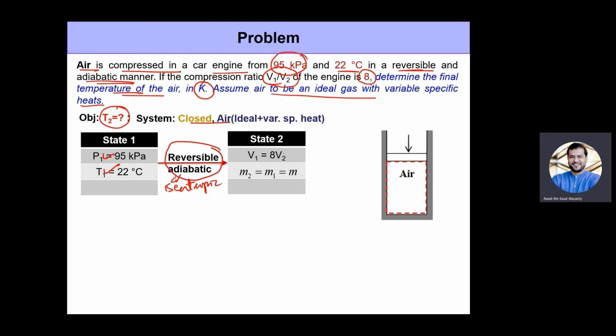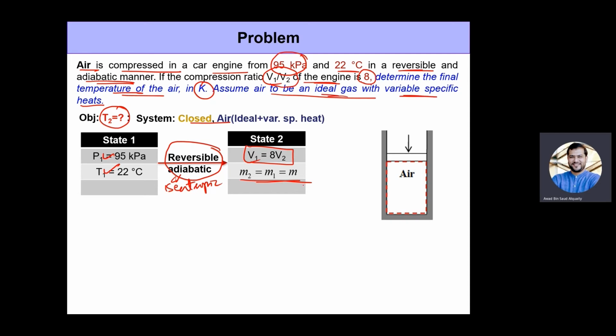And for state 2, the only thing we know is that the volume at state 1 is equal to 8 times the volume at state 2, right? This is something we know from here. And since it's a closed system, the mass at state 1 should exactly be equal to the mass at state 2. Now, all we need is temperature at the exit. And the way we're going to solve this is very similar because now we are having an isentropic process for an ideal gas with variable specific heats, right?